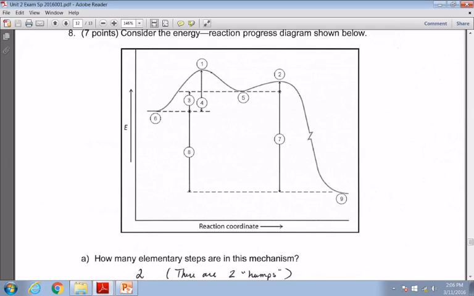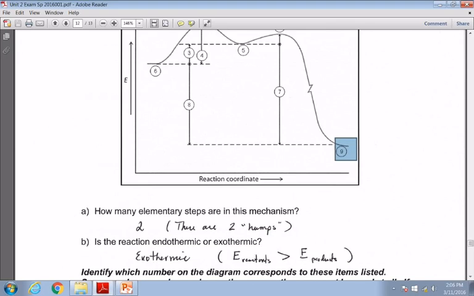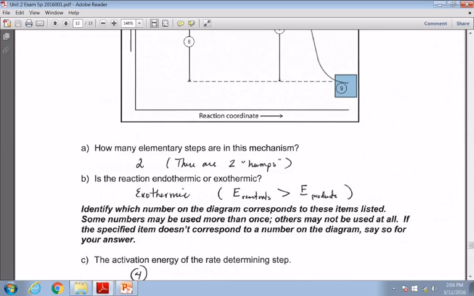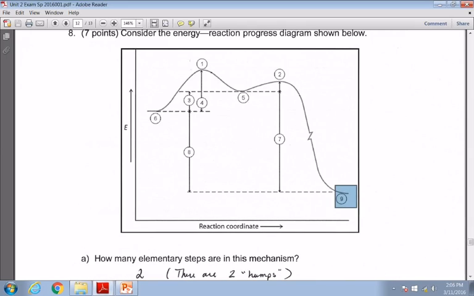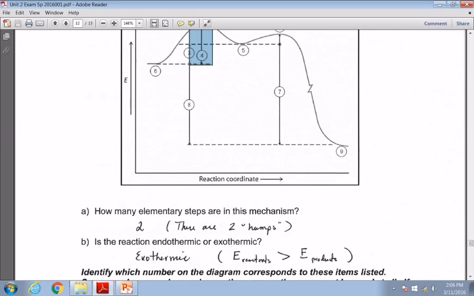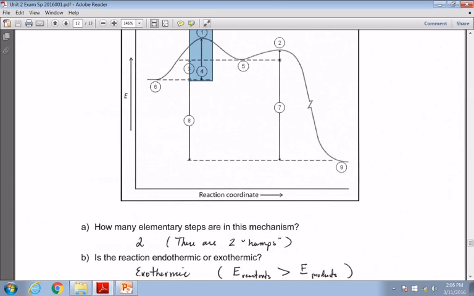And then this one, you're supposed to say how many mechanisms. There are 2 mechanisms because there are 2 humps. It's actually exothermic because there's less energy at the end than there is at the beginning. Energy is released. The activation energy of the rate determining step would be the highest activation energy. So that actually is 1, or excuse me, that's 4 right there.